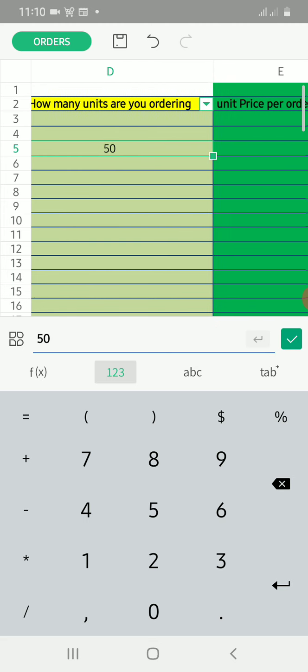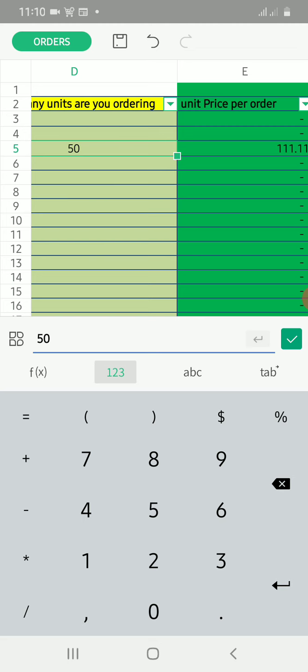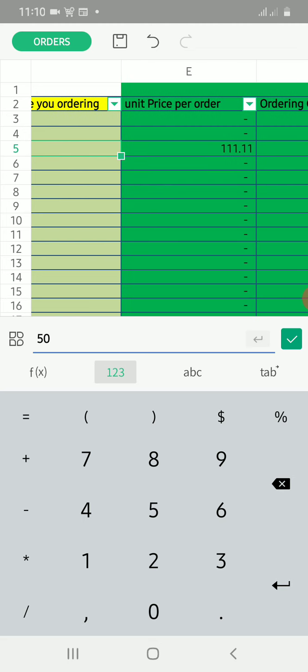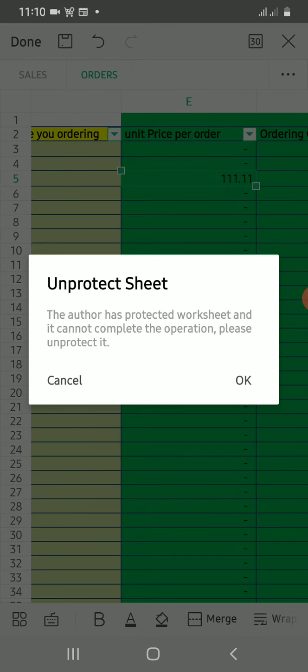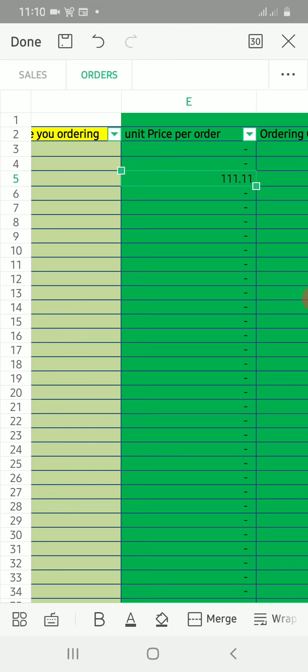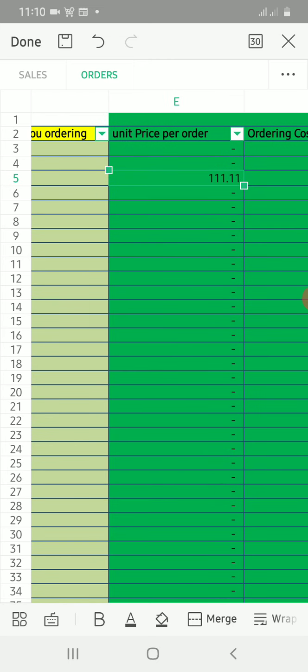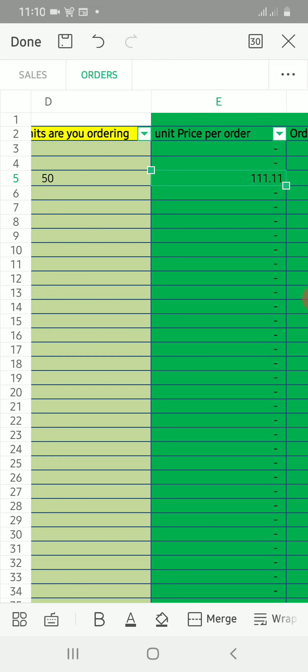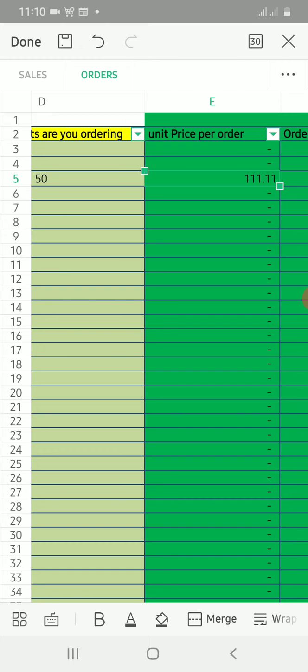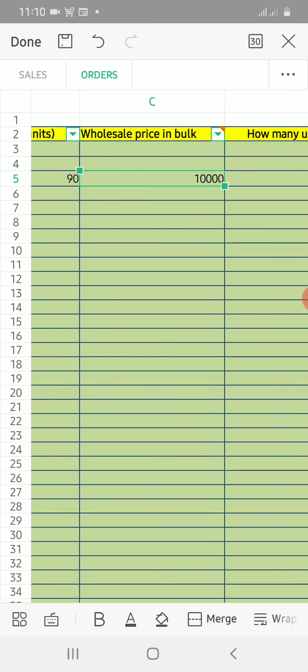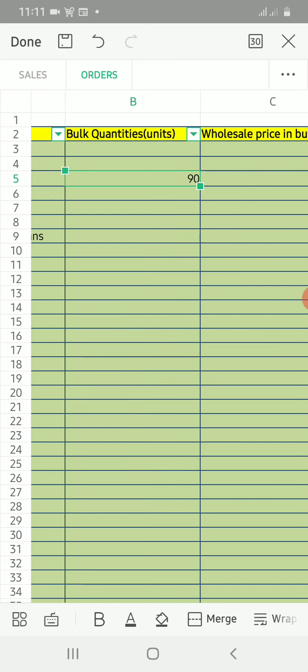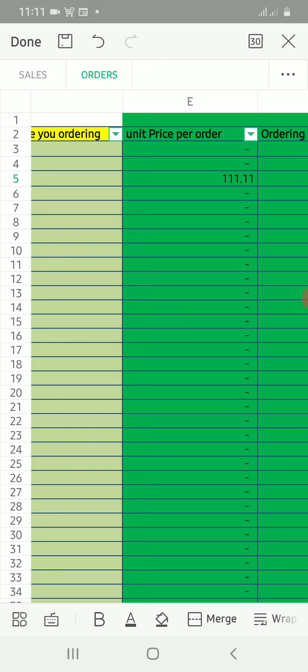So after you write it there, this tool will calculate for you the unit price per order, like you can see here. The reason it's telling you unprotect sheet, it's because I locked the column just in case someone tampers with the formulas accidentally. So in this case, you can see the unit price per order is 111 shillings. And where is the 111 coming from? Remember, in bulk, the price was 10,000. So 10,000 divided by the units, which is 90 kgs, will give you 111 shillings. So it has saved you the time.